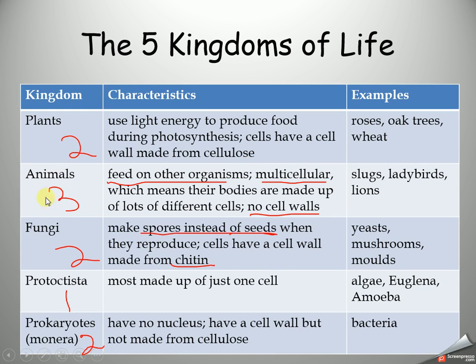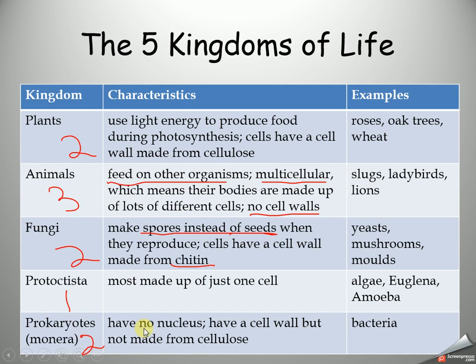made of cellulose. For animals, there's three: feeds on other organisms, is multicellular, which means they're made of lots of different kinds of cells, like us, skin cells, blood cells, etc. And they don't have cell walls, so animals never have cell walls. Fungi, they make spores instead of seeds. That's one. And they have a cell wall made from chitin. It's chitin. Protoctista is just one thing you have to remember, and protoctista is only made up of one cell.